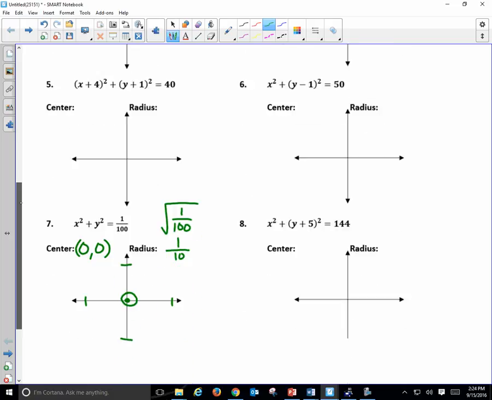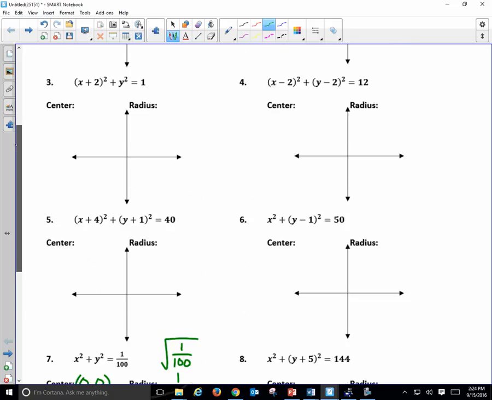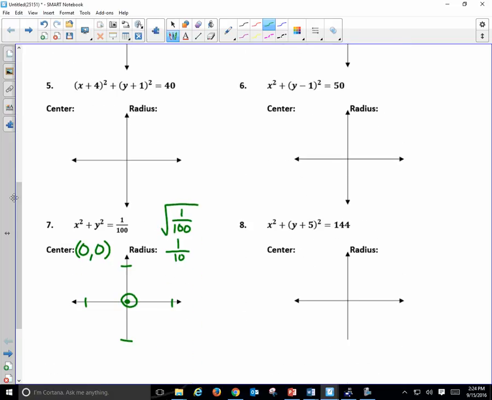All right, give me another one on the front. 6, we'll do 6. What's the center? What's the x value for the center? 0. What's the y value for the center? Is it 1 or -1? It's 1.